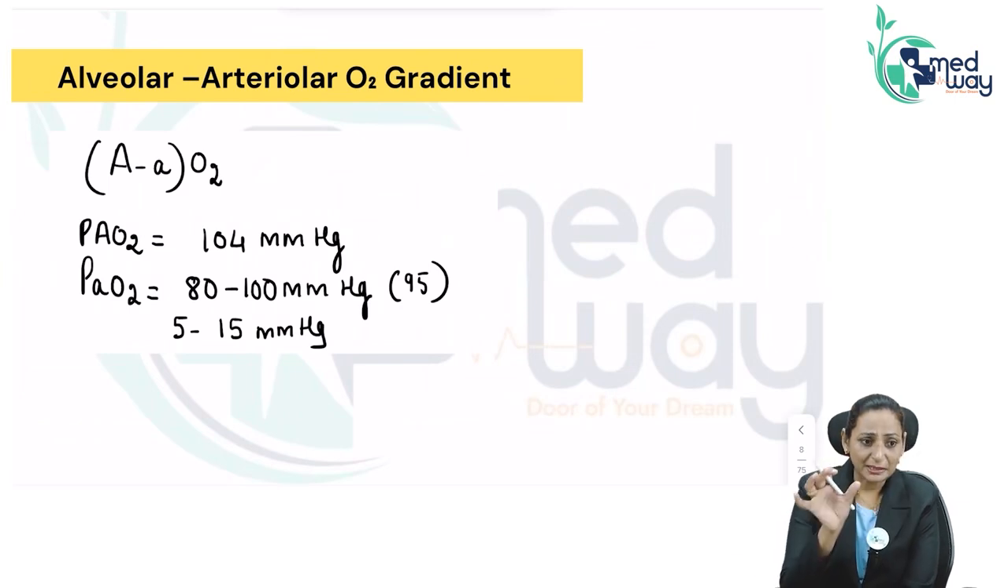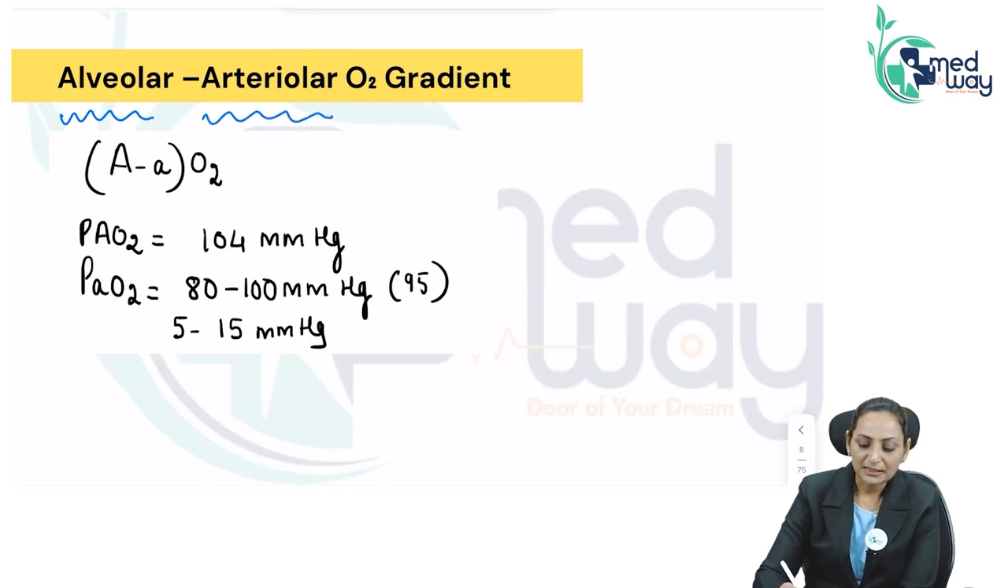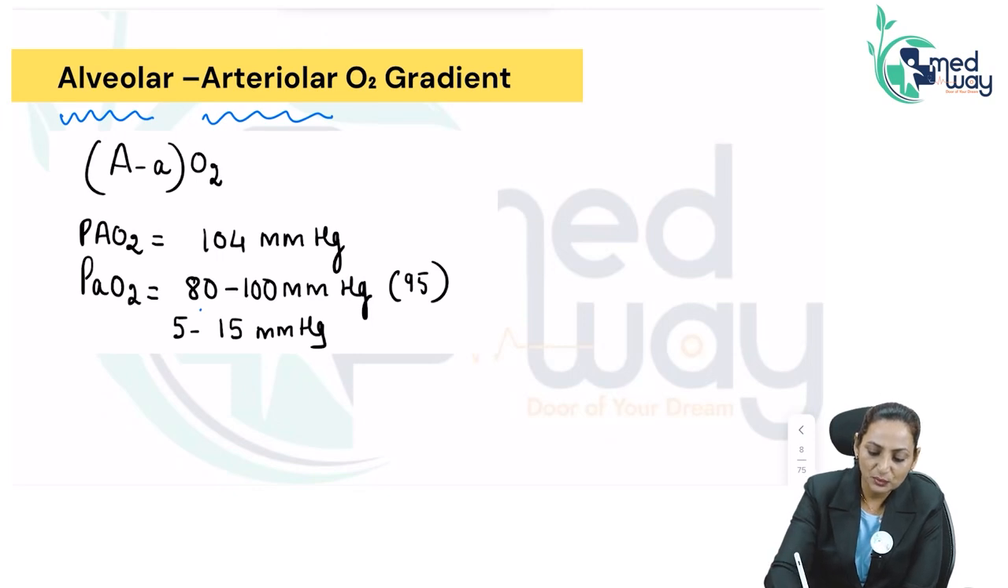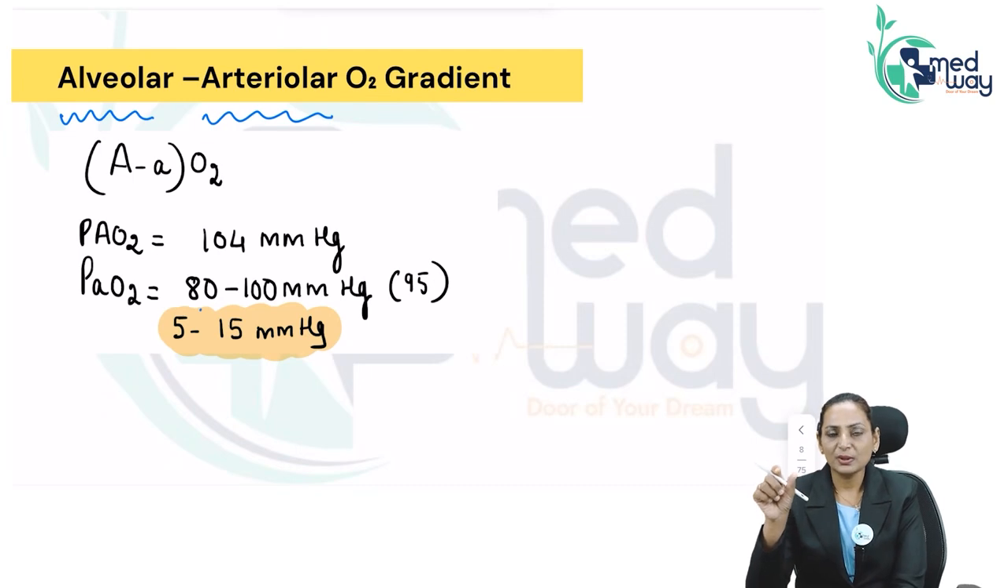That means normally there can be a difference between the alveolar and the arterial oxygen, the gradient. That is 104 in the alveolar, and if we take the range of the oxygen in the arterial bed between 100 to 80, even if you take 95, this normal alveolar-arterial oxygen gradient should be between 5 to 15 mmHg. It should be between 5 to 15 mmHg because though the alveolar oxygen when we calculate is more, when it comes into the systemic circulation, it is subjected to a venous admixture that reduces it. So it is absolutely normal.